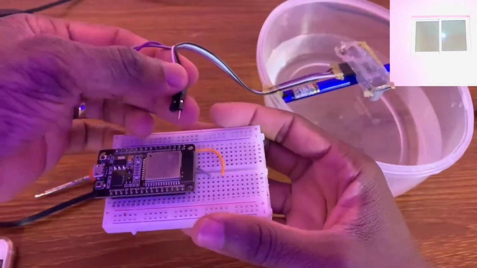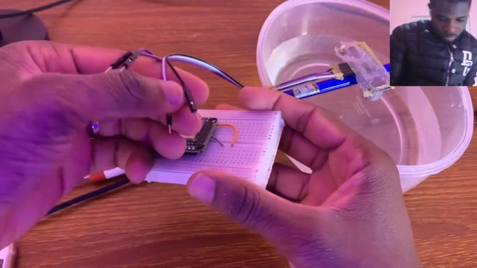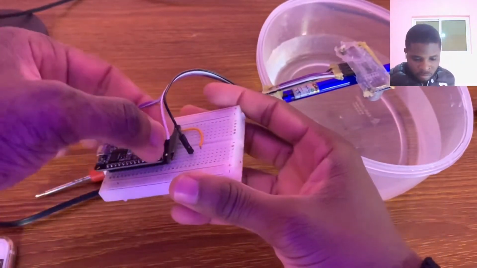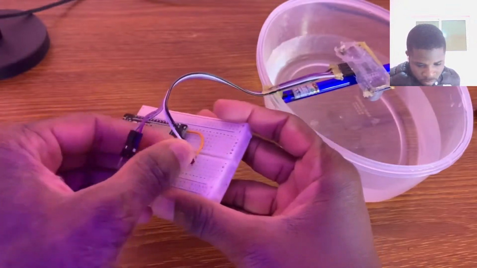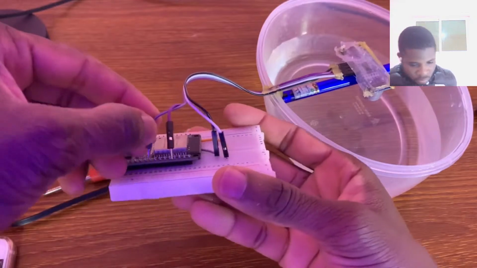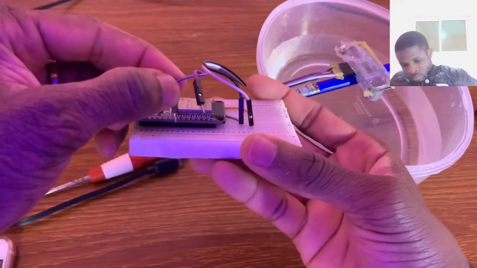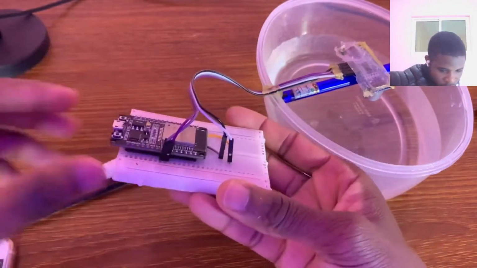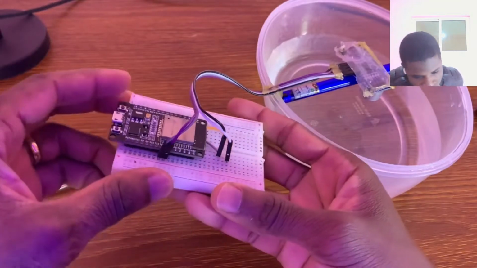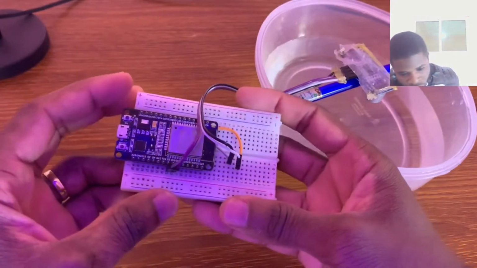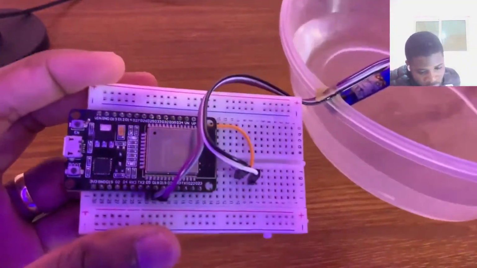Okay, so the wire is the ground, the black one is the VCC, the one is the trigger, so it is attached to GPIO 5, and the last one to GPIO 15. Okay, so that's the schematic. So now I think everything is great.